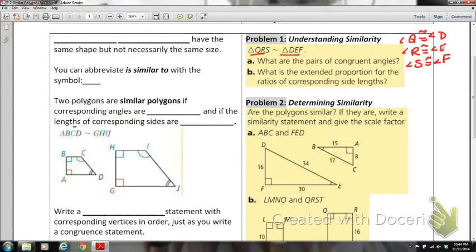Now, what is the extended proportion for the ratios of the corresponding side lengths? Since it is a triangle, you're going to have 3 sides. So find your corresponding sides and make it into a ratio. So QR corresponds to DE, and that's going to equal RS, which corresponds to EF, and that will be equal to QS, which corresponds to DF. Corresponding sides between those two triangles. Now let's look at problem 2.